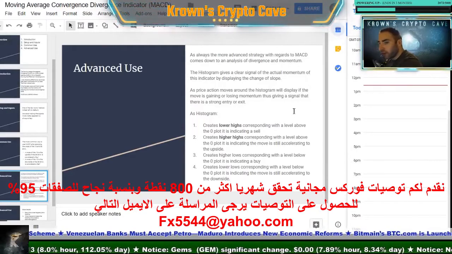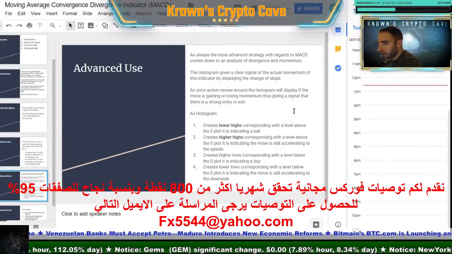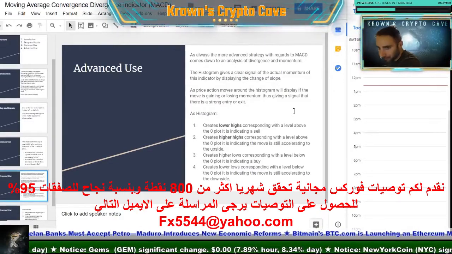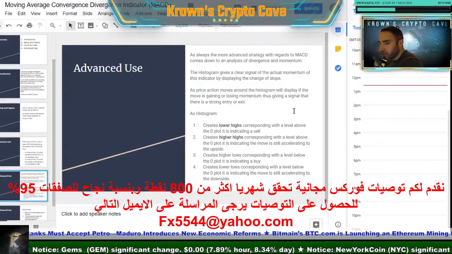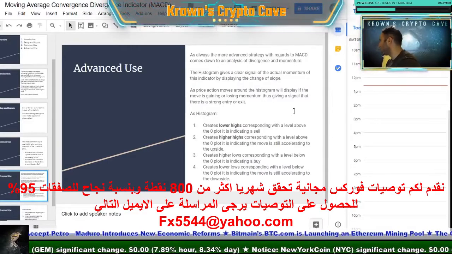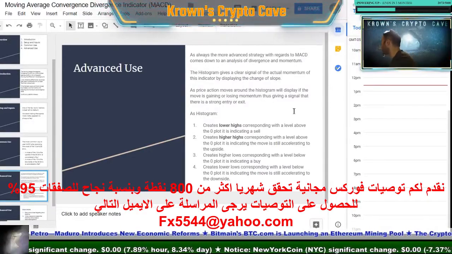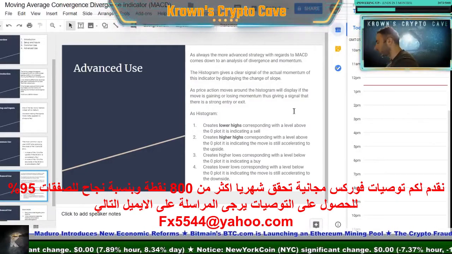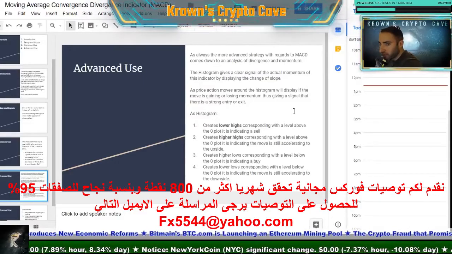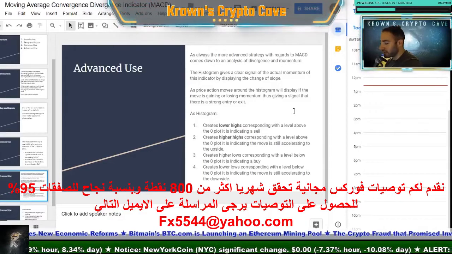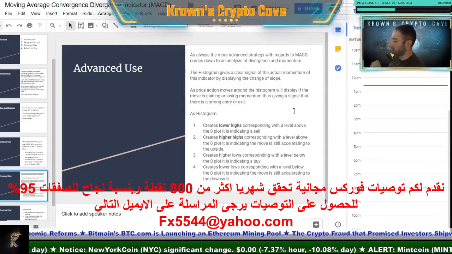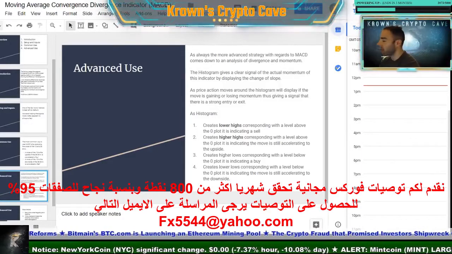If it's creating higher highs corresponding with a level above the zero plot, then that's indicating that the move is still accelerating. It's still alive, so to say, to the upside. By the same token, if it's creating higher lows corresponding with a level below the zero plot, that's technically telling you that the momentum is waning to the downside. Therefore, it's easier to be bought into, indicating perhaps a buy. And if it's creating lower lows corresponding with a level below the zero plot, it is indicating the move is still accelerating to the downside, i.e., it's still alive. If you're in a short position, it's still finding its lows, so to say.